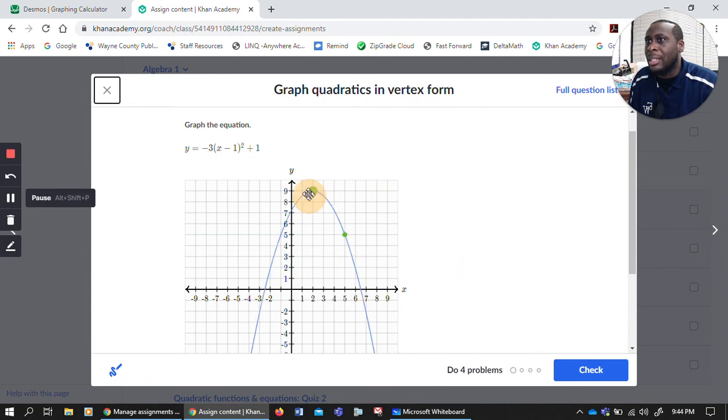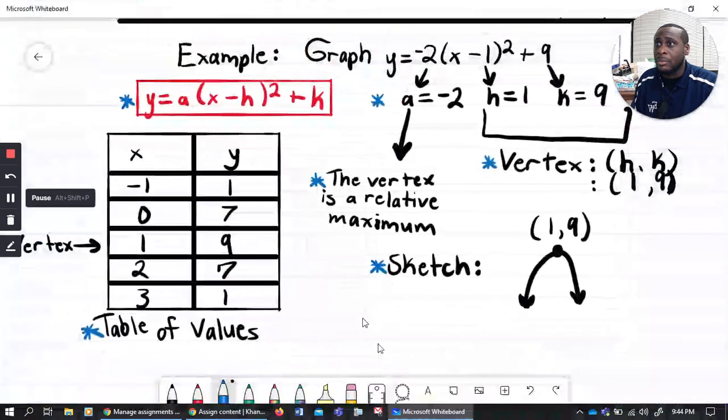I would click and drag that vertex right there, and then all I would have to do is move this point to any of those other points that I had in the table. It wouldn't matter which one, as long as I picked at least one of those other points. So I'm going to pick 0, 7. Again, it doesn't matter which of these other points.